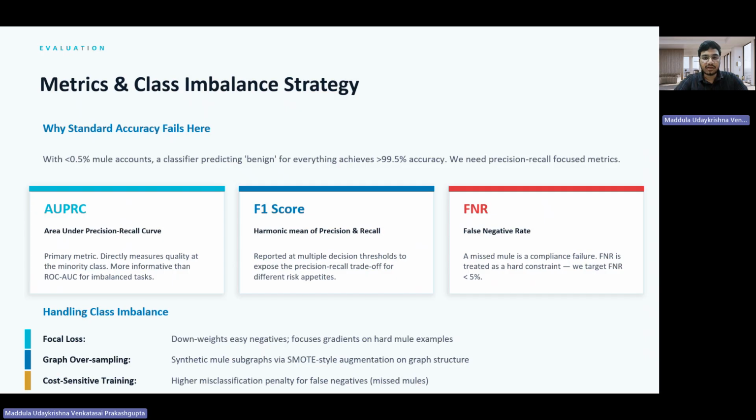So this is the basic idea of fraud detection in financial transactions using GNN and GAT.